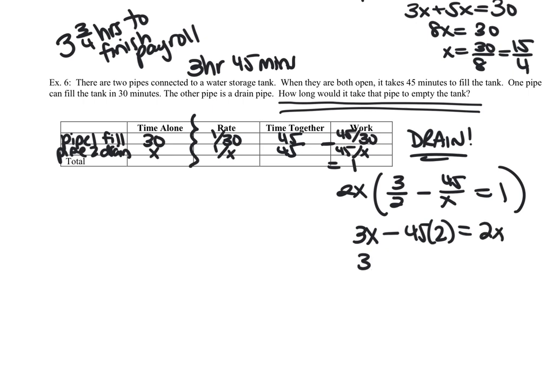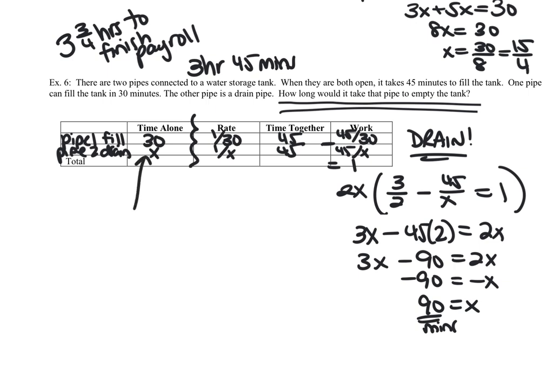So 3X minus 90 equals 2X, or negative 90 equals negative X. Therefore, we get X is equal to 90. Remember, we are in minutes. So just looking at the question, how long does it take the pipe to empty the tank? And that is actually what we're searching for. So it takes 90 minutes to drain the tank.